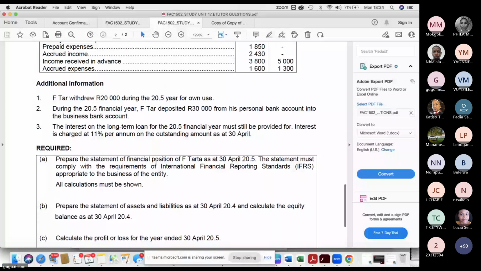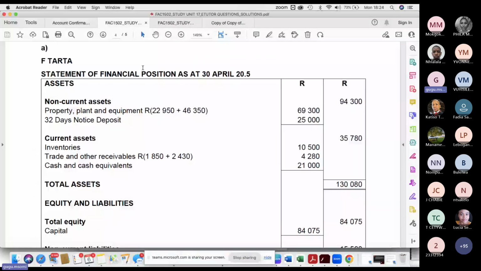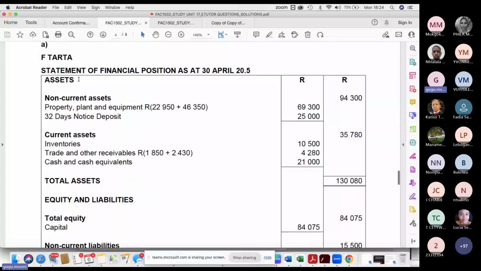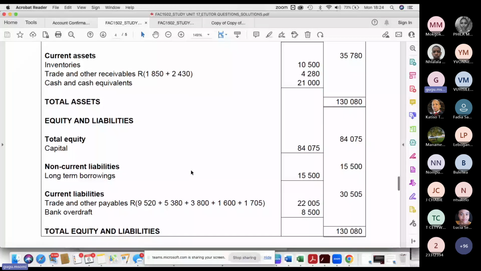Prepare the statement of financial position as at 2005. We go in here. Okay, so you'll draw up your skeleton of what a balance sheet or statement of financial position looks like. So it starts with your assets, your non-current assets, your current assets, and you get a total. And then your next block is your equity and liabilities. So you have your total equity, and you'll break down your liabilities between current and non-current. Hopefully everyone still remembers what's current and non-current on both sides, but we'll recap that as we go.